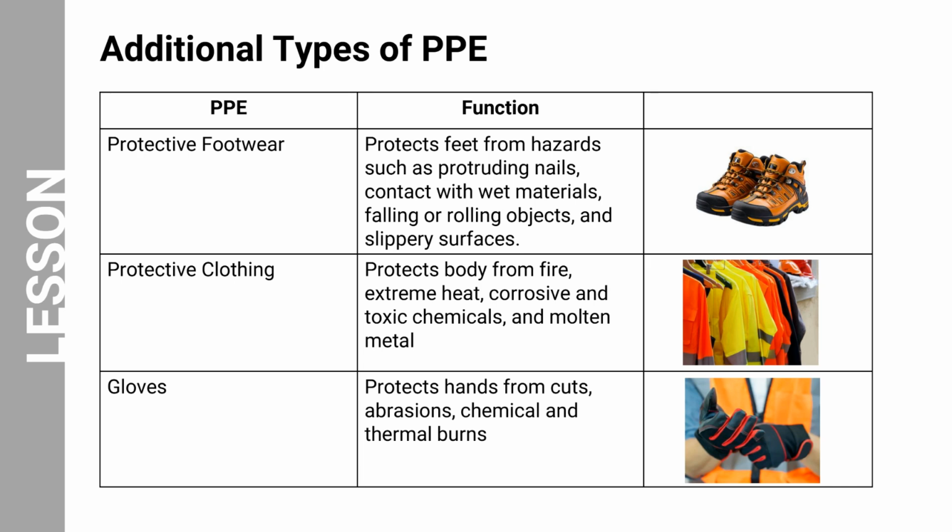To protect a worker's body from exposure to fire or extreme heat, thermal protective clothing can be worn. Thermal protective clothing is made up of heat-resistant material that keeps the worker from being burned. Chemical protective clothing can also protect workers from contact with corrosive or toxic chemicals. Chemical protective clothing is typically made up of materials such as rubber or vinyl.